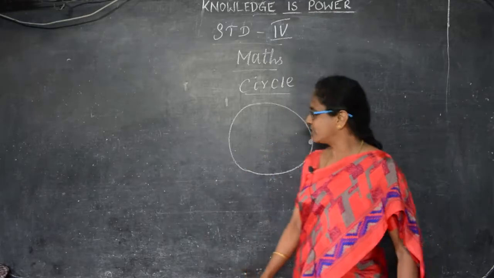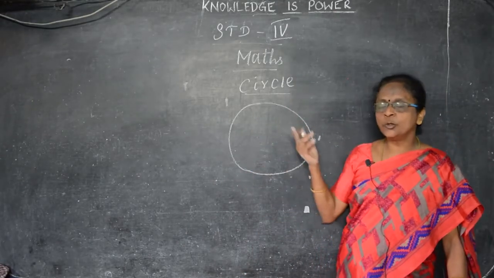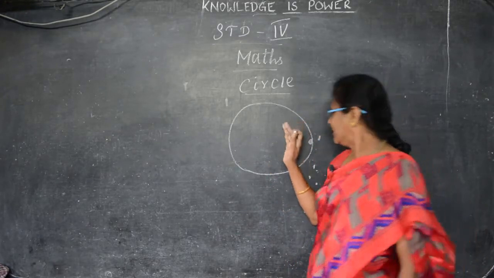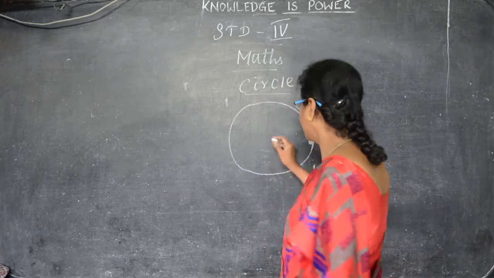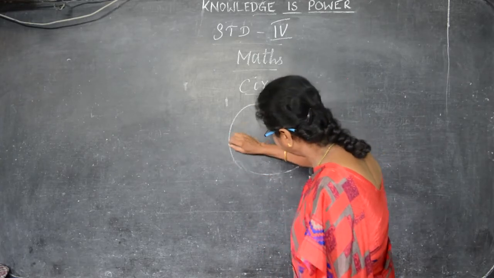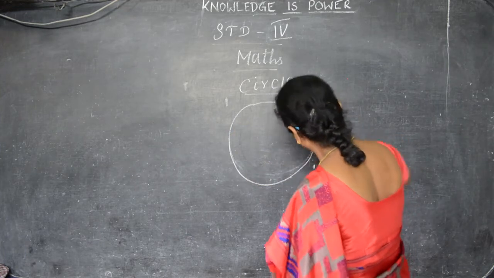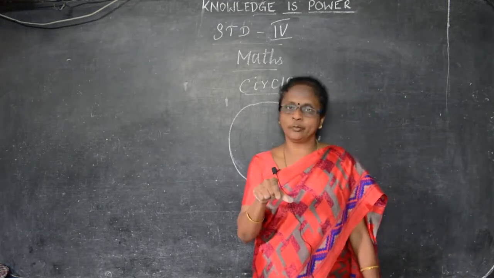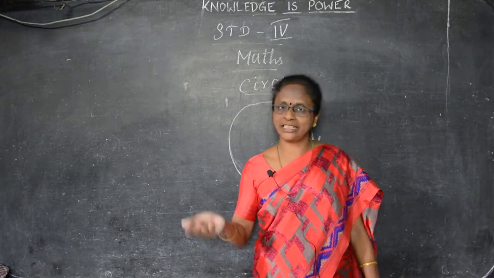A circle is a closed curved figure. It has no sides, no corners, no edges, only the one face. So it has only one face. In this we can draw a circle using the compass. I will show how to draw this with a compass in the next class.